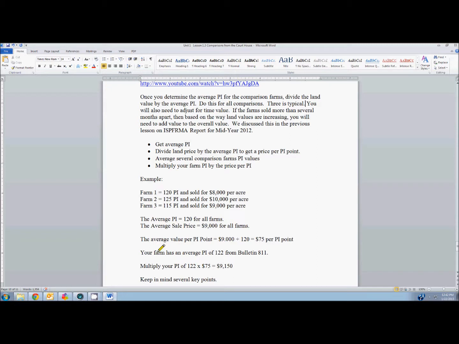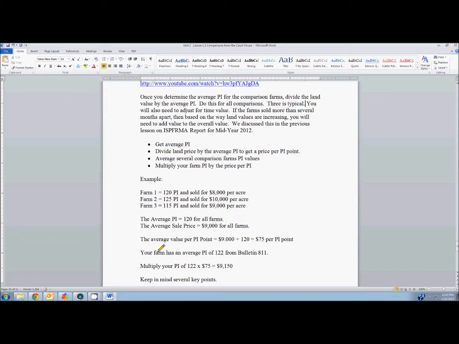Comparable number 1, average PI of 120, sold for $8,000 an acre. Farm number 2, average PI of 125, sold for $10,000. Farm number 3, average PI of 115, sold for $9,000 an acre. Now keep in mind, if you're using comparison sales, you're going to have the data in the form of PIs from Bulletin 810. Unless you're using something from a real estate agent for comparisons, and they're going to have Bulletin 811, you're going to have to adjust the soils accordingly between Bulletin 810 and 811.